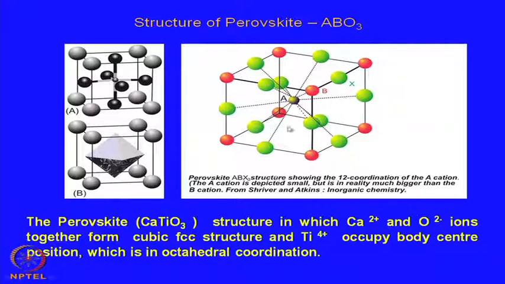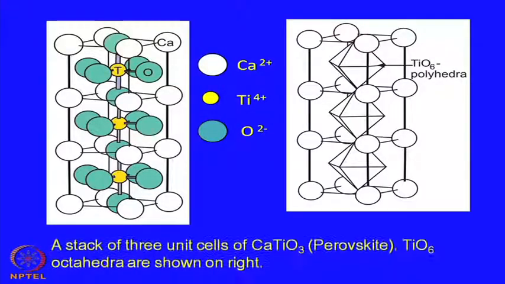More or less it is the same thing. You can see the description is also given: titanium 4 plus occupies the body center position, which is in octahedral coordination. There are a few more diagrams. Earlier we have seen 2 layers, here is a 3 layer. This is one unit cell, this is another unit cell, and this is a third unit cell. So, this is repeated, you can see an octahedron, another octahedron, and then another octahedron.